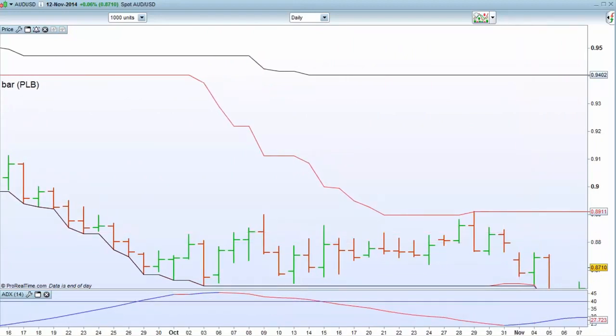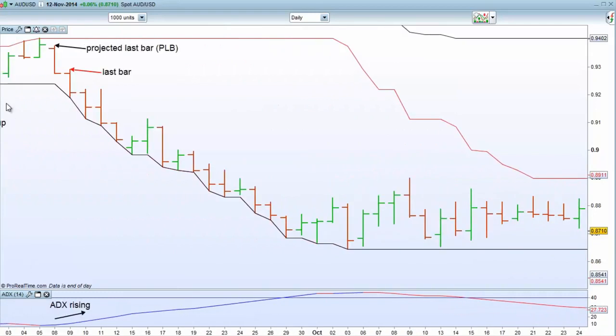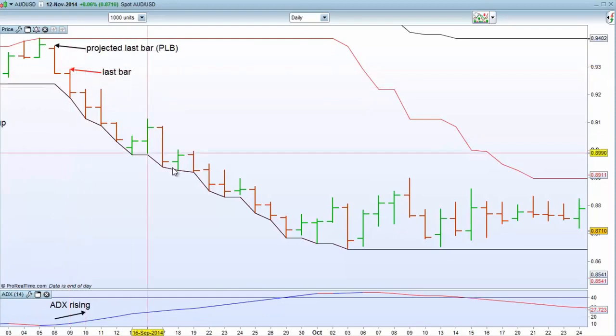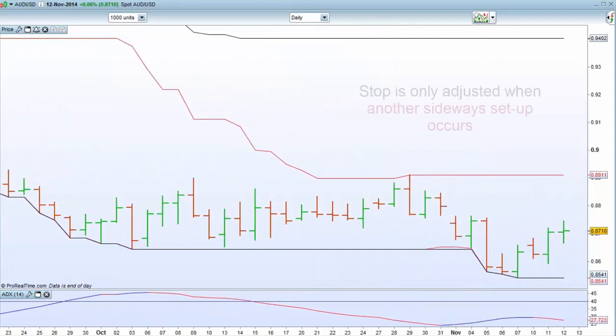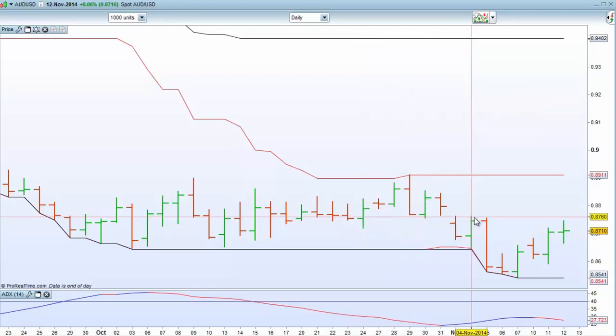And now you can see we have another breakdown. So what we would do now is the stop was back here. Let's go back for 1 second to look at it. The stop was back here all the way up at 92.89, but since the market broke lower, we would have now changed our stop to the high of this bar. This bar would be your new stop loss level, high at 0.8762.